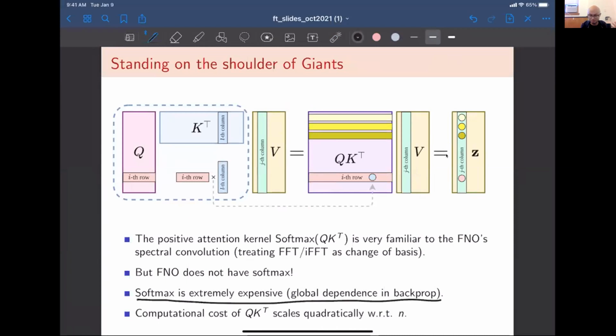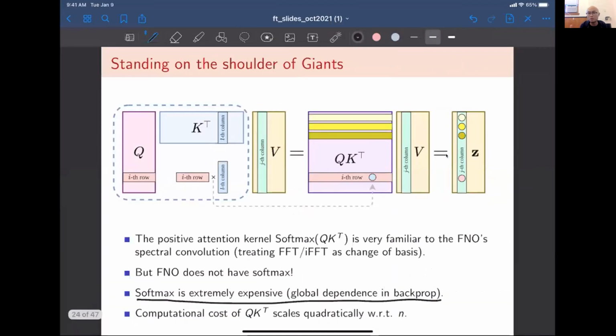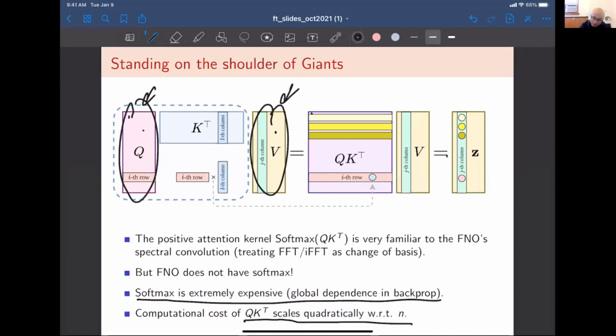Because if we have this learnable Fourier transform, why not just use the Fourier neural operator architecture? The Fourier neural operator doesn't have softmax, and its spectral convolution has these matrices that are non-trainable. If we view the Fourier transform as a change of basis, then these two matrices are non-trainable, and it has a complex part and a real part. That's it.